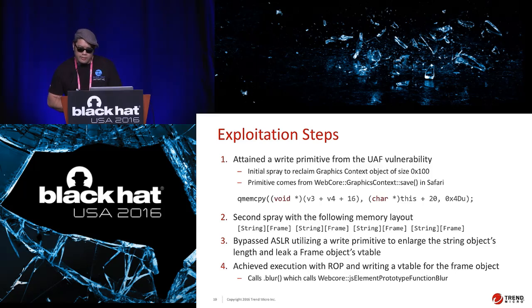And then they read in the frame view table pointer to bypass ASLR. Finally, they used the write again to write the view table of the frame object pointer, and then called the blur function on it so that they can get code execution. So long story short, with multiple usages of this write primitive, you can do cool stuff.